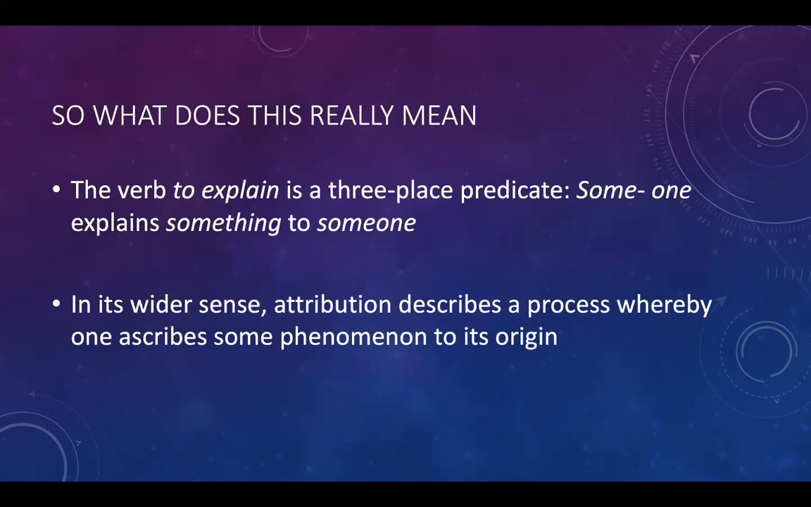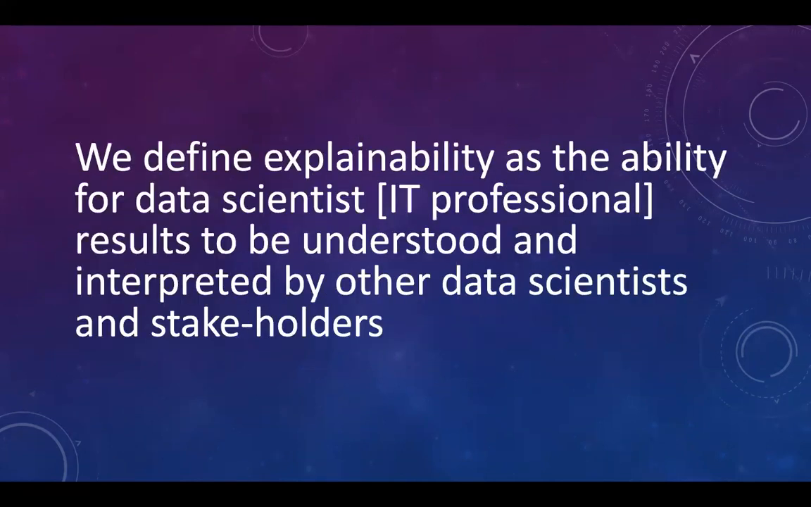This is from Denis Hilton's paper from the 1990s about causal explanations, but really, to sum it all up, the verb to explain is a 3-place predicate. Someone explains something to someone, versus, in its wider sense, causal attribution describes a process whereby one ascribes some phenomenon to its origin. So the first is the definition of explain, and the second, this idea of causal attribution, that's what we mean when we use the word interpret. So to sum it all up, we define explainability as the ability for data scientists or other IT professionals' results to be understood and interpreted by other data scientists and stakeholders.